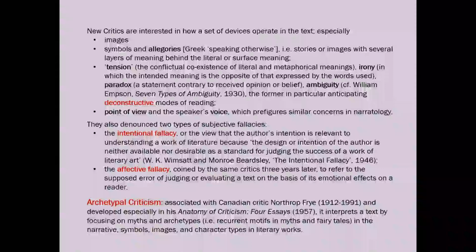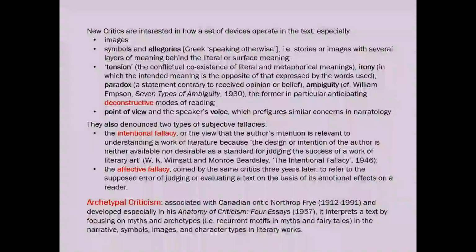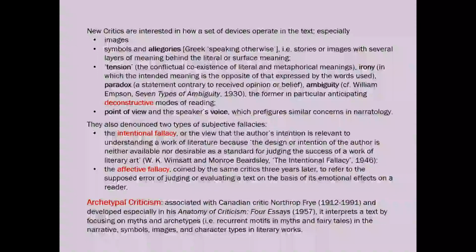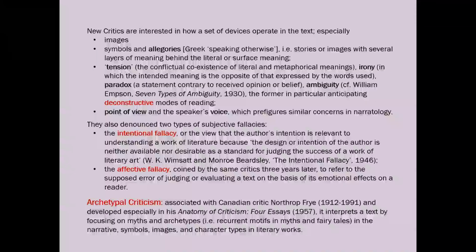What these New Critics did, as said, to counter previous approaches, is to denounce two types of what they call fallacies, wrong ways of approaching literature. The first one, the better known, but the two work together, the second being a continuation of the first, is what they call the intentional fallacy. So what is it? It's the idea that the author's intention is relevant to understanding a work of literature. Because, and that's a quote here, the design or intention of the author is neither available nor desirable as the standard for judging the success of the work of literary art. So what they're saying is that we may know what the author wanted to say, but it does not exhaust the meaning of the work. Otherwise, we would have nothing to say as readers.